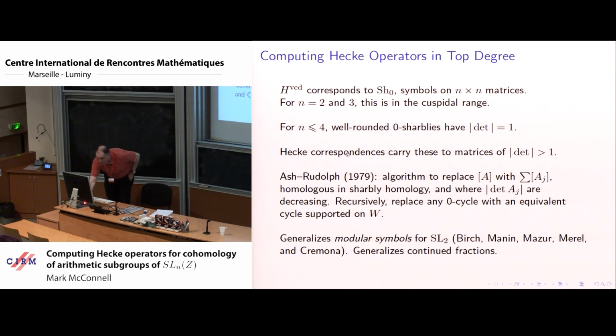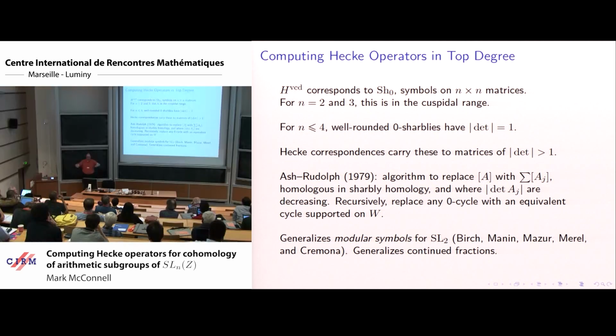But not today. Okay. Anyway, Hecke correspondences carry these square matrices of determinant 1 to square matrices of determinant not 1. For instance, T2,1 would carry them to matrices of determinant 2. Ash and Lee Rudolph, in 1979, developed an algorithm to replace a given square Charbly with a formal sum of some other square Charbly's. This replacement is a homology in Charbly homology, so you're not changing the homology class.